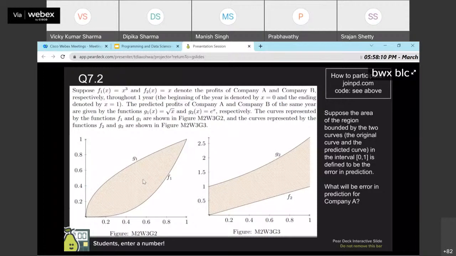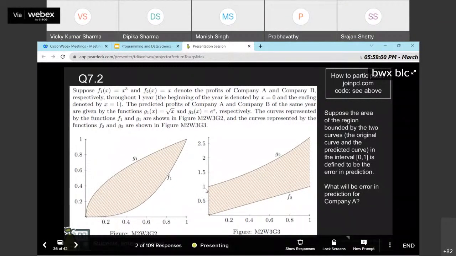So all you have to do is identify your G1. It's given in the question, it's root x, and your F1. Integrate them. What will be the interval for integrating? That is something you can identify from the graph. And you have to subtract one from the other, then you will get this answer. So even with basic knowledge of definite integration, you will be able to answer this. Let's see how many of you can answer this. You can take another 2 minutes. Okay, I got 2 responses already.